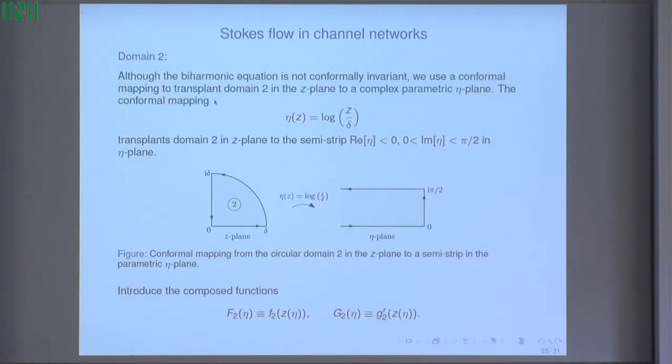But for domain 2, we have this shape here. So what we do, we introduce this logarithmic map to map this circular domain to a semi-strip. And this is a polygonal domain. So it's easier for us to analyze the problem and write, again, an integral representation for a semi-strip. So we are transforming the problem from the z plane to the eta plane. And we introduce the composed functions f2 and g2. And then, so this is a semi-strip.